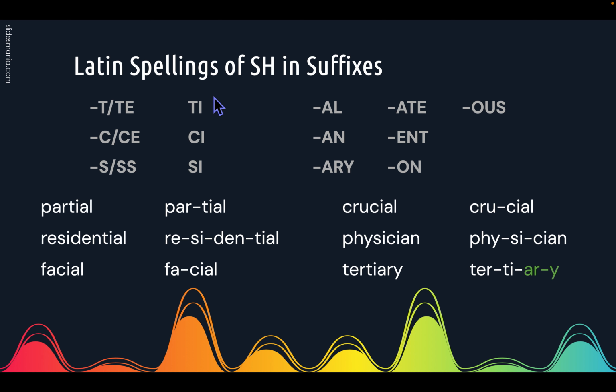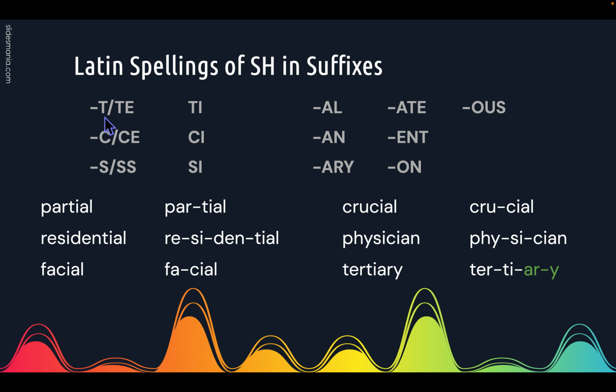So another key to understanding how to pronounce the various suffixes is that there are Latin spellings of the sound sh. In many words, the sh sound is spelled with a TI, a CI, or an SI. And here are some of the Latin suffixes that use this. So right here, we have the root part. And when we turn it into the word partial, we don't spell it with an SH, we spell it with a TI before the suffix AL, partial. Here our root is resident.